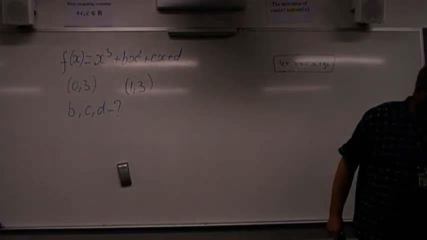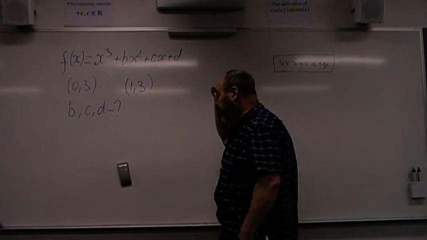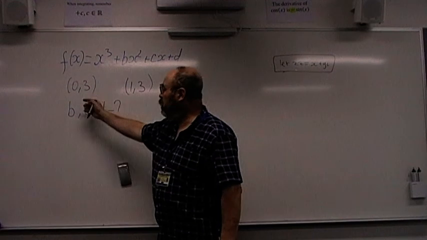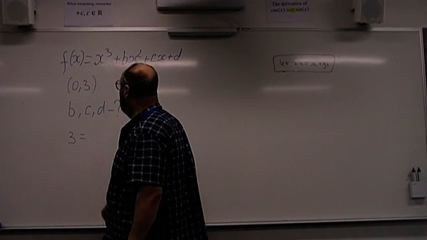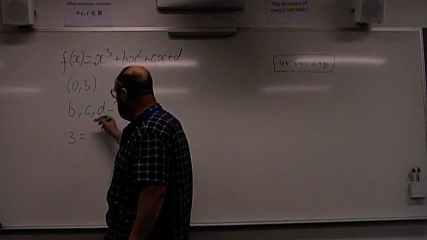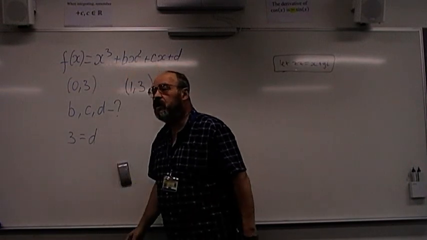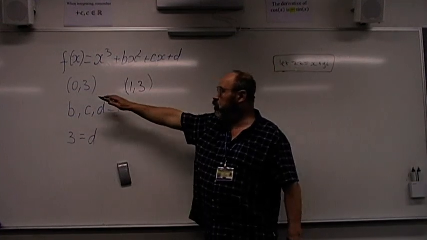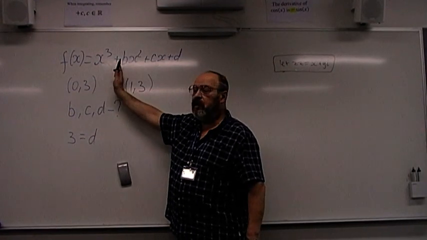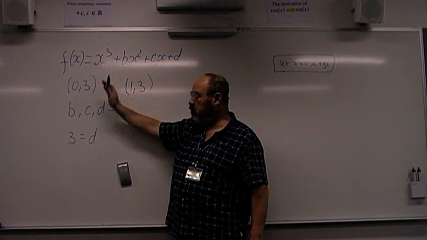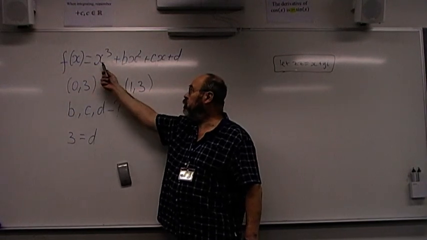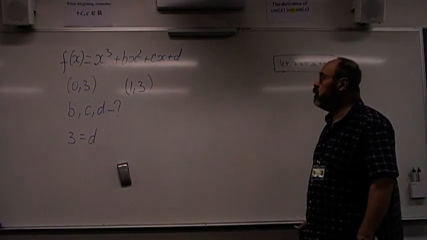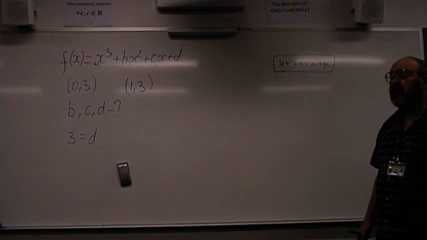First, let's substitute the point through which it's going. We substitute 3 instead of f of x, and instead of x we substitute 0, and we get the value of d straight away. d equals 3, because x equals 0. Make sense?